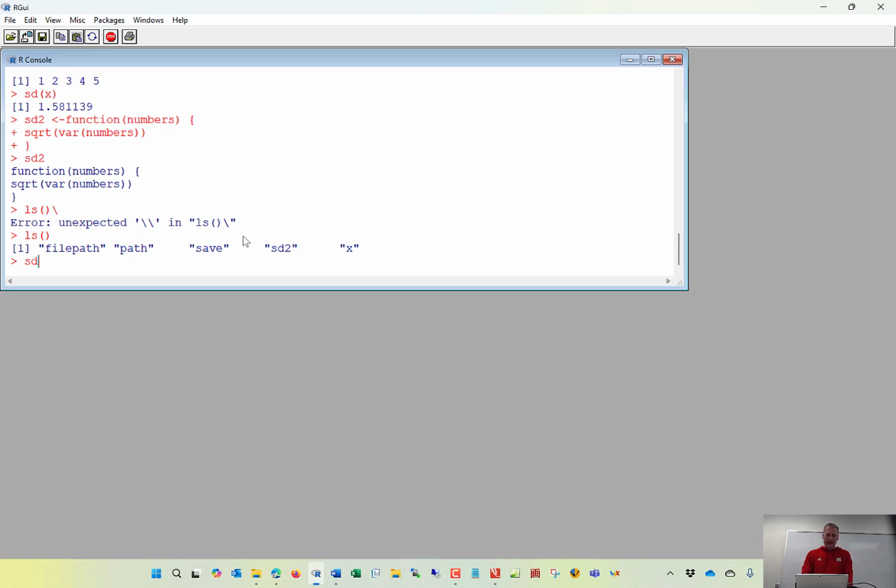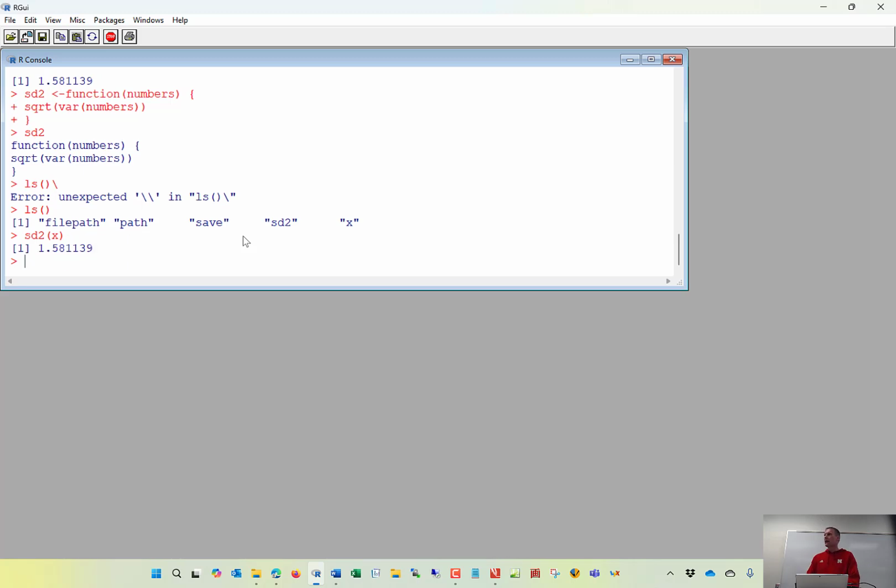Okay, so if I say SD2, then X, what's going to happen? It's going to actually calculate the standard deviation. Alternatively, I could also do this. I could do SD2 numbers equal X. And this is, I guess, my preferred way of often using functions, because it allows me to specify what X is going to be. It's going to be used as numbers inside of there.